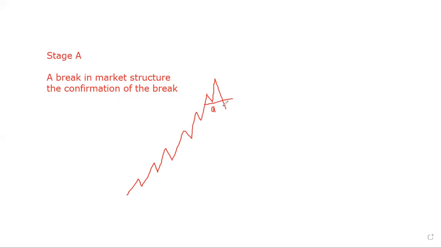When we have this break in the market structure A, the next thing we want to see is the confirmation. This is the first break A. The next thing we want to see is the confirmation. Now, how do we see this confirmation? We have to go down to the main time frame of this time frame. For example, if this is the 1 hour time frame, you have to go down to the daily time frame.